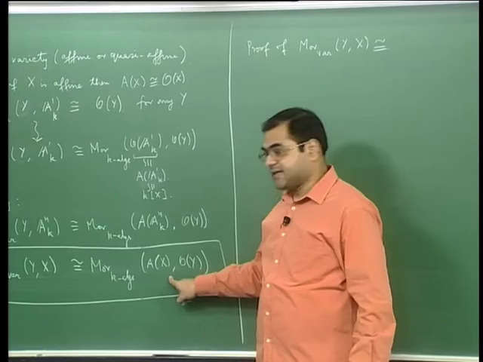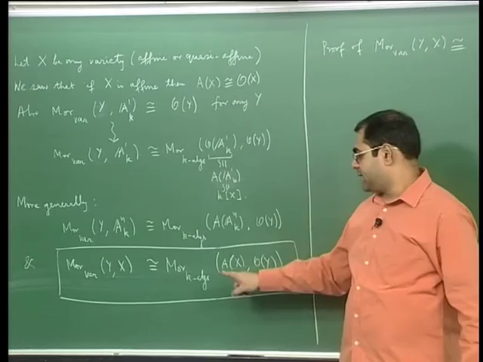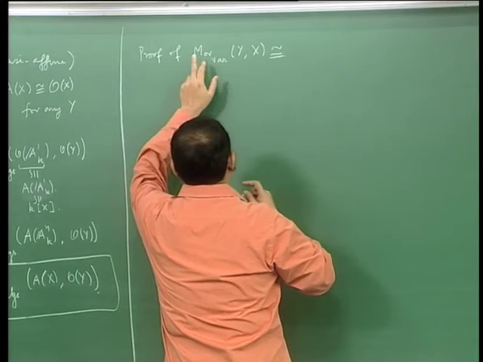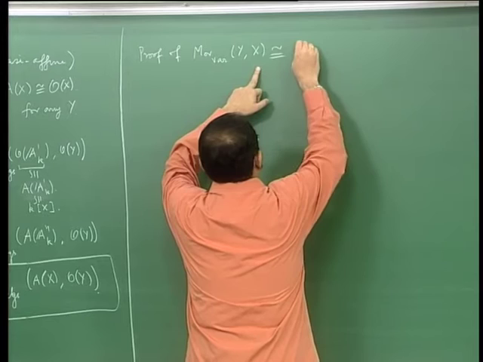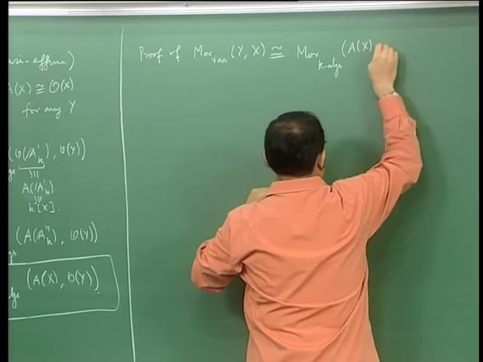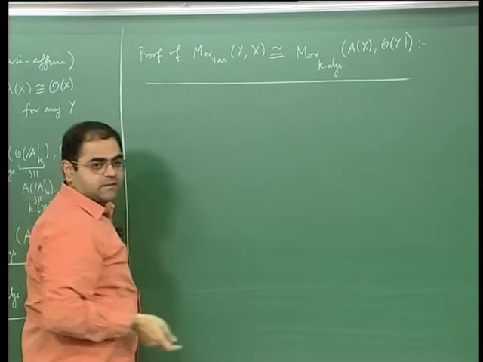As usual, the whole point about algebraic geometry is that you go from the geometric side to the commutative algebra side. This translation is very important. So I'm trying to prove this: on the algebraic geometric side, morphisms of varieties from Y to X, and on the commutative algebra side, morphisms of k-algebras from A of X to O_Y. I'm going to prove that there is a natural bijection like this.